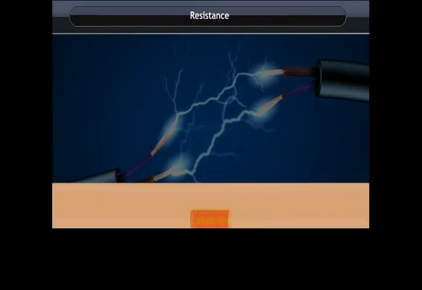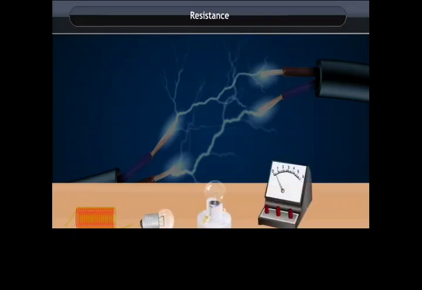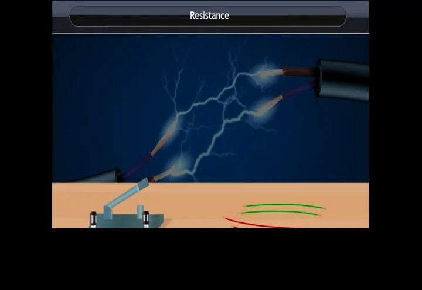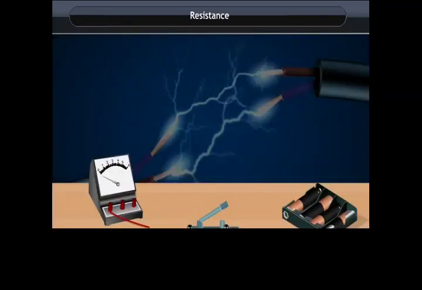Take a nichrome wire, a torch bulb, a 10-watt bulb, an ammeter of 0 to 5 amperes range, a plug key and some connecting wires. Set up the circuit by connecting 4 dry cells of 1.5 volts each in series with the ammeter, leaving a gap XY in the circuit as shown here. Complete the circuit by connecting the nichrome wire in the gap XY. Plug the key. Note down the ammeter reading. Take out the key from the plug.